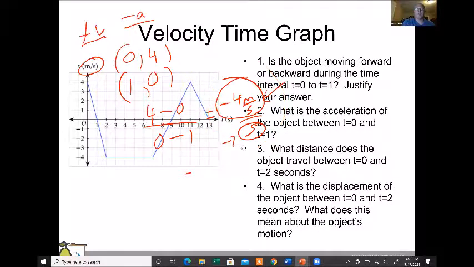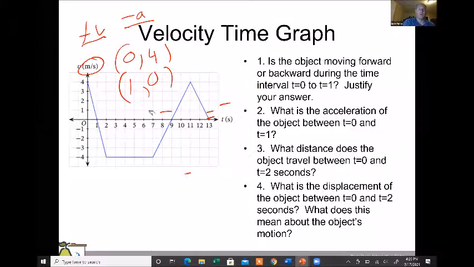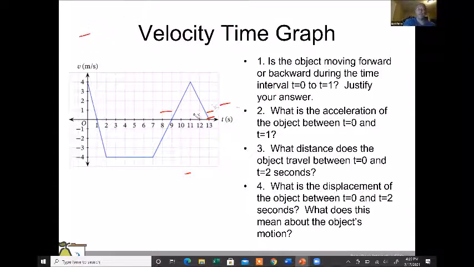All right, so now let's go ahead and look at number 3. What distance does the object travel between t equals 0 and t equals 2? So you guys tell me how you find distance from a velocity time graph. Can anybody tell me how to find the distance from a velocity time graph? Area under the curve.